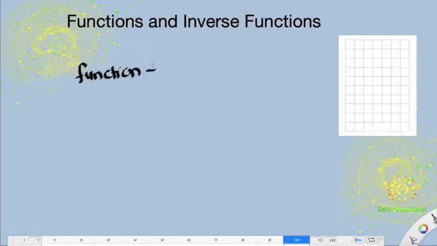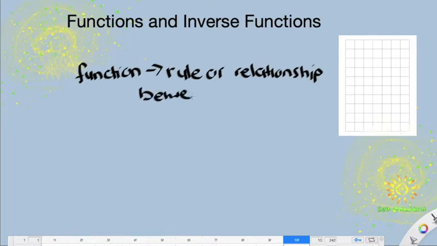As we should know, a function is a rule or a relationship between the x and the y values, between two sets. A function has a domain and a range.